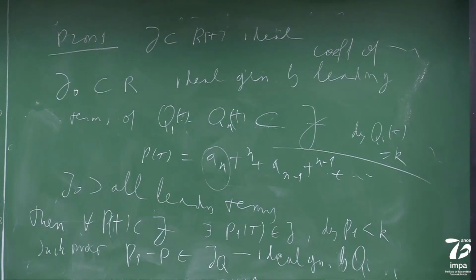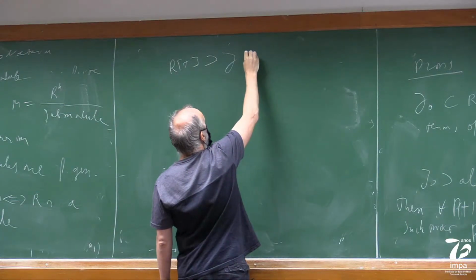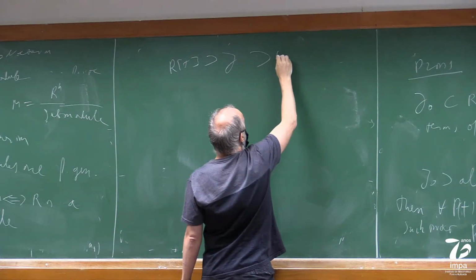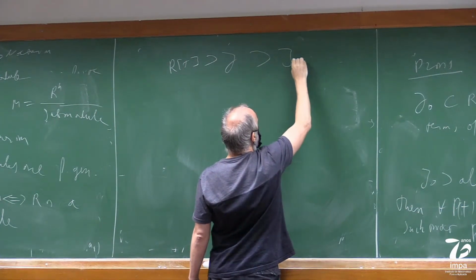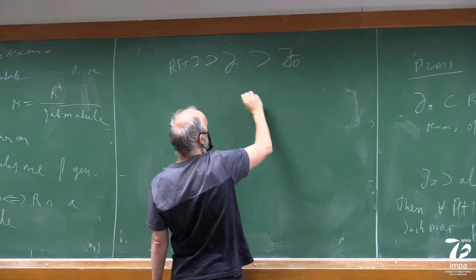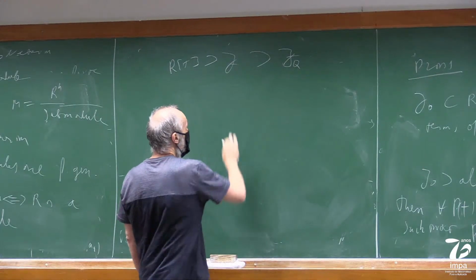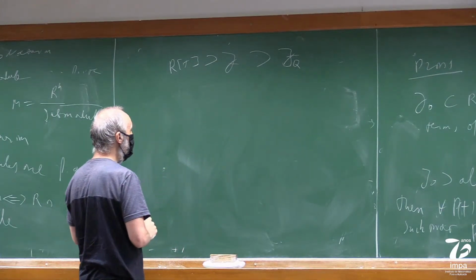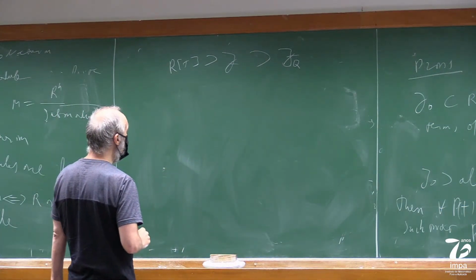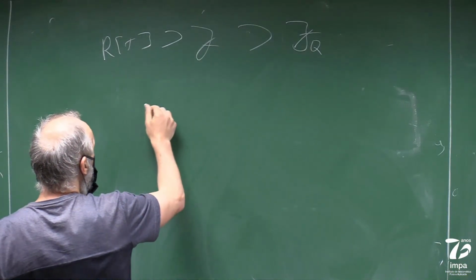Let me draw a picture. So you have R[t]. Inside you have two ideals, J and then J_Q. J, we don't know if it is finitely generated, but J_Q definitely is. We want them to be equal, but we are not going to prove that yet. And then you have the ideal of leading terms.